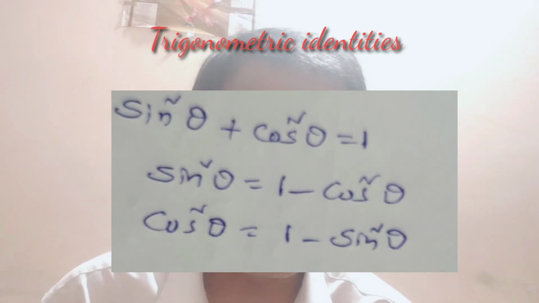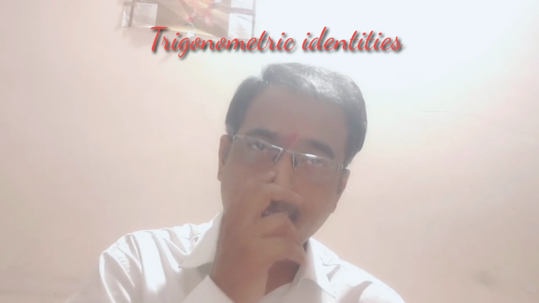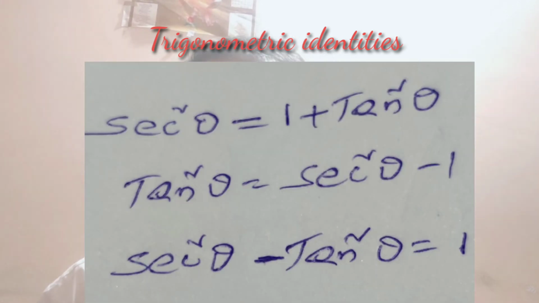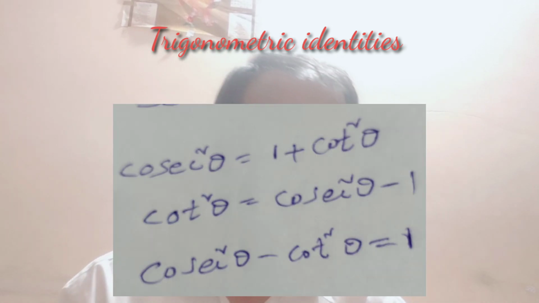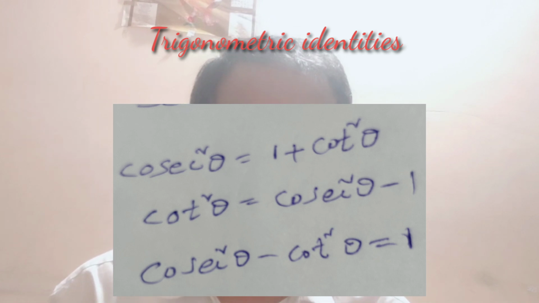We have the trigonometry identities also there. So three identities: sin square theta plus cos square theta is equal to 1. From that we can get two more formulas, sin square theta is equal to 1 minus cos square theta, cos square theta is equal to 1 minus sin square theta. Then secant square theta is equal to 1 plus tan square theta, tan square theta is equal to secant square theta minus 1, and secant square theta minus tan square theta is equal to 1. And the last, cosecant square theta is equal to 1 plus cot square theta, cot square theta is equal to cosecant square theta minus 1, and cosecant square theta minus cot square theta is equal to 1. So by using these three identities along with the algebraic formulas, we can easily solve these type of sums.